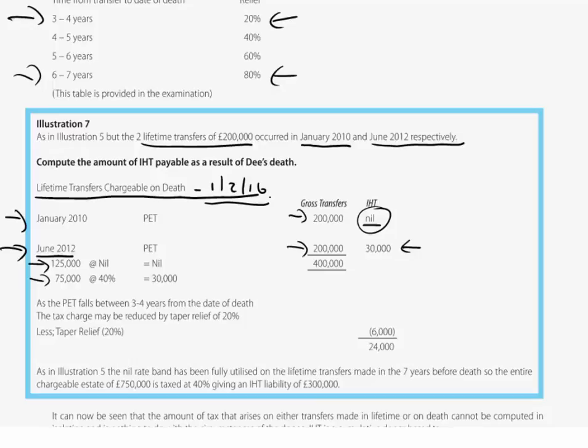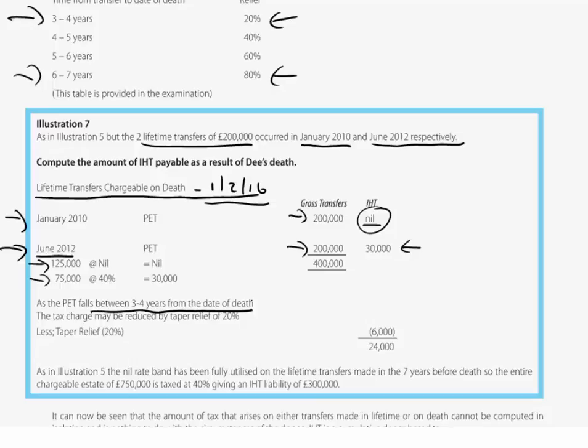Did we survive for 4 years? Well, no. 4 years on from June 2012 would be June 2016. Sadly, D died in February 16, so the death has occurred between 3 to 4 years from the date of the lifetime transfer to the date of death.